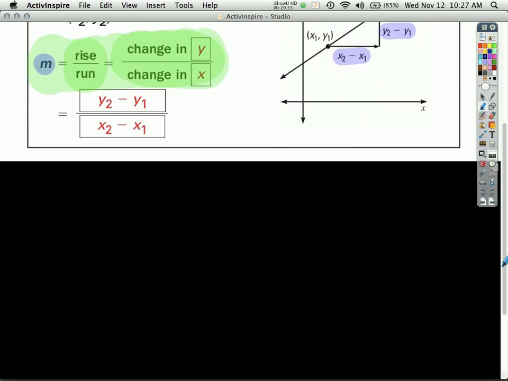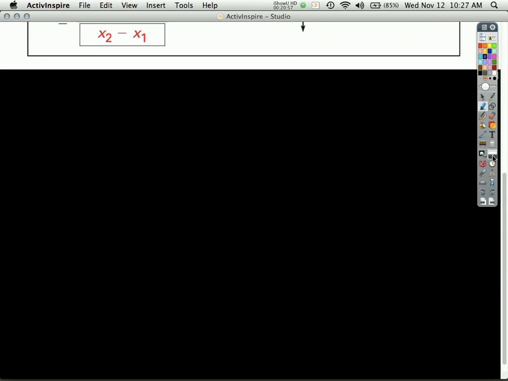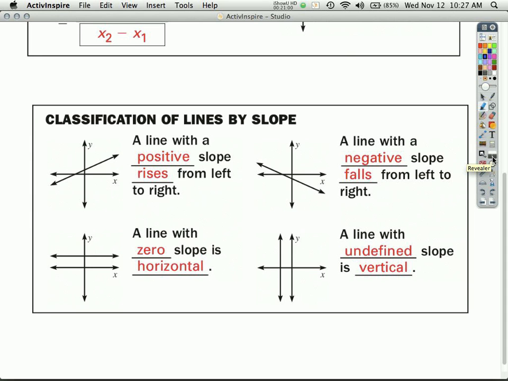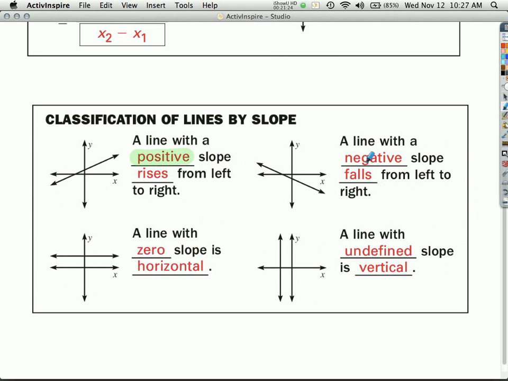Now let's shift a little bit to something that I realize now maybe I should have done last time. Don't write anything down. Look. There are 4 possible slopes. And you should be able to look at a line, at a graph, and instantly know one of 4 things. You should instantly be able to tell whether or not the slope is positive, negative, 0, or undefined. 0 and undefined we talked about last time.